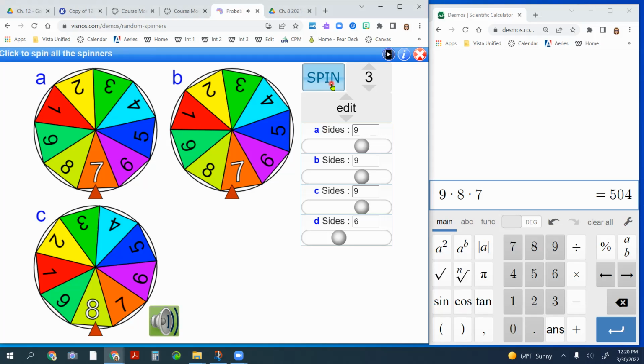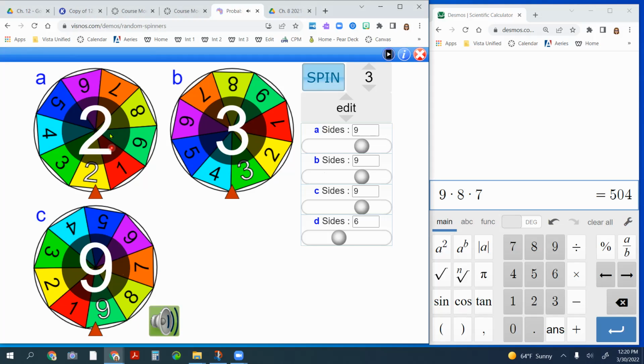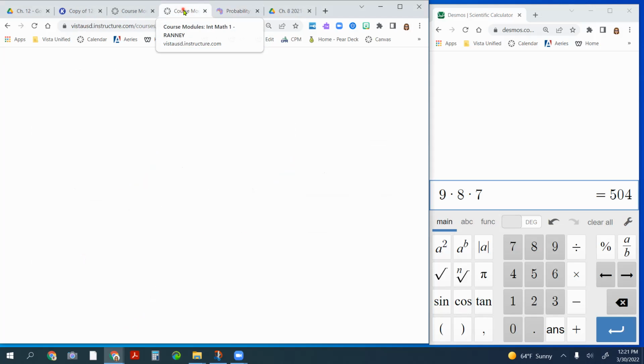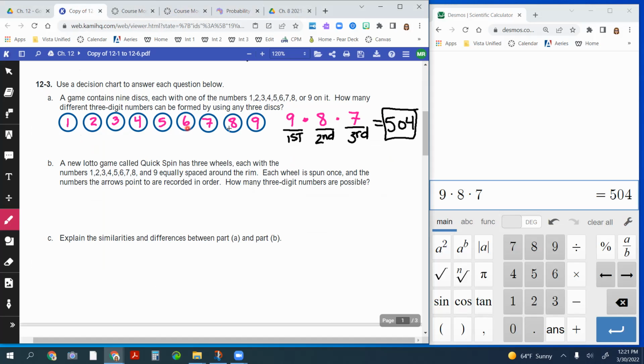And so when we spin, each time we have 9 choices on the first one, 9 choices still on the second one, and 9 choices on the third one. So this is different than the one that we were having 9 separate discs.